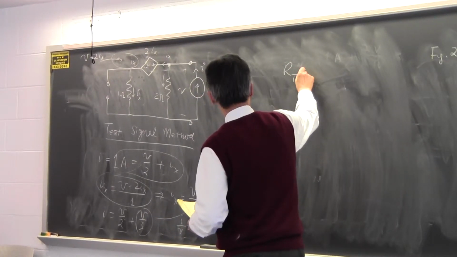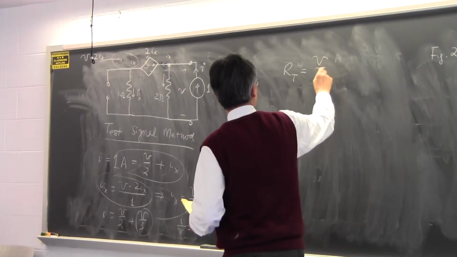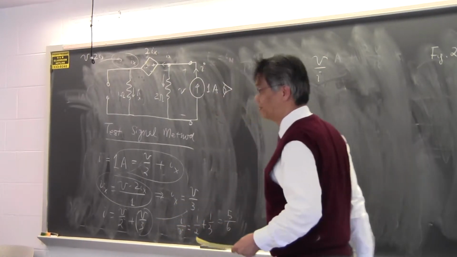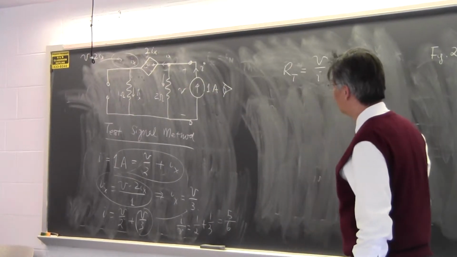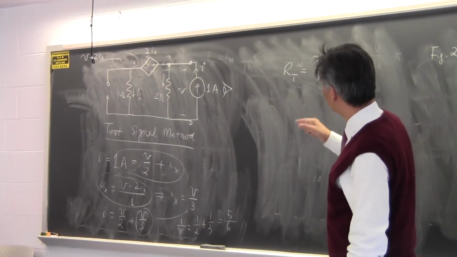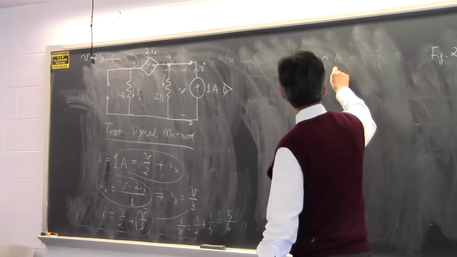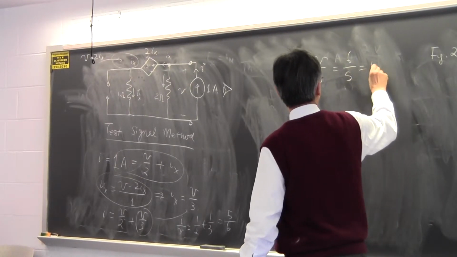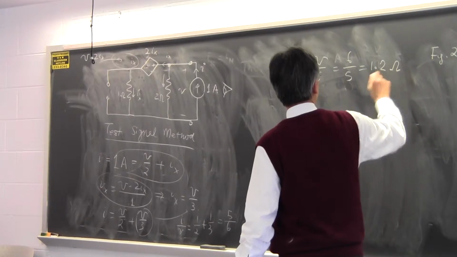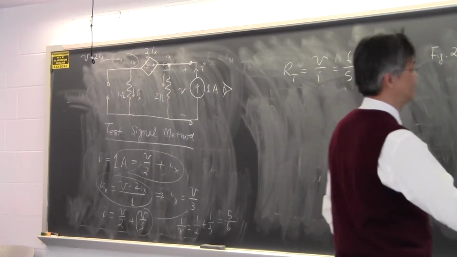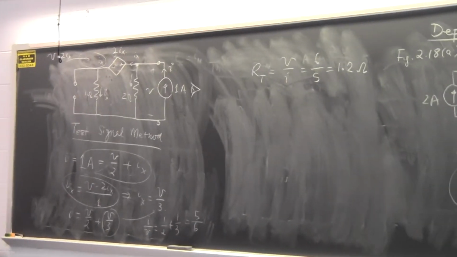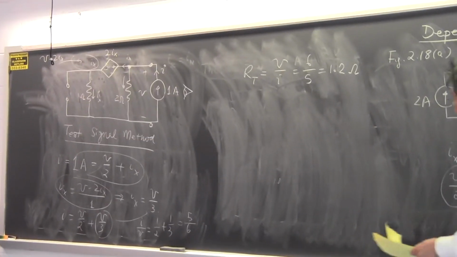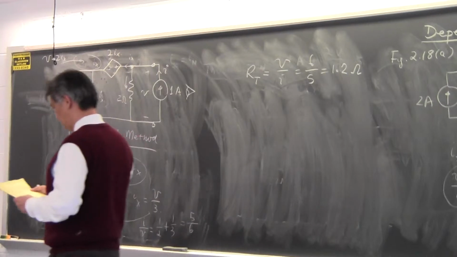R Thevenin is just V over I in this test signal method. You try to look for the resistance looking that way. When you turn off all the independent sources, you get R sub T is equal to 6 over 5, it's 1.2 ohm. Just exactly as what they found using this other method.